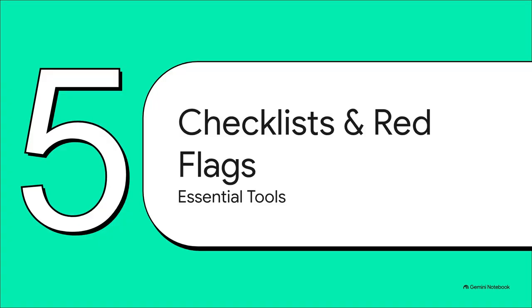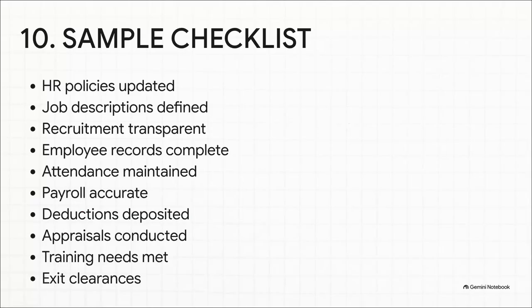Moving on to Section 5, checklists and common red flags. These are the essential, everyday tools for the auditor. Take a look at 10, sample checklist. We're checking: HR policies updated, job descriptions defined, recruitment transparent, employee records complete, attendance maintained, payroll accurate, deductions deposited, appraisals, training, and exit clear. An internal auditor physically uses a list just like this.